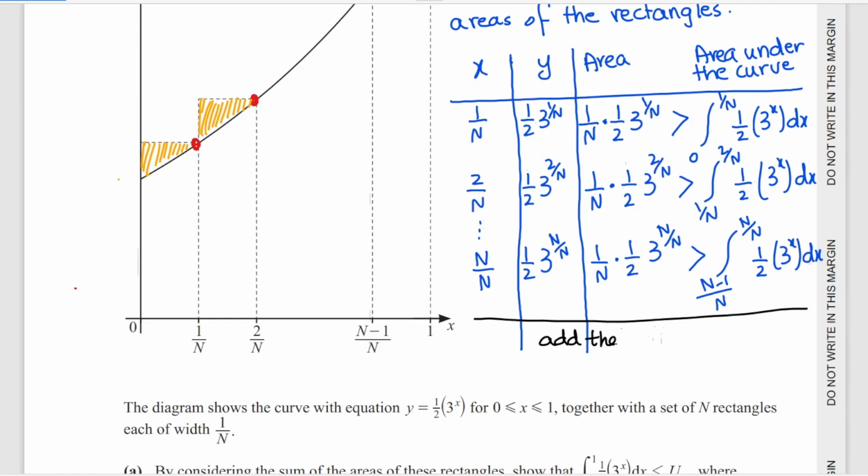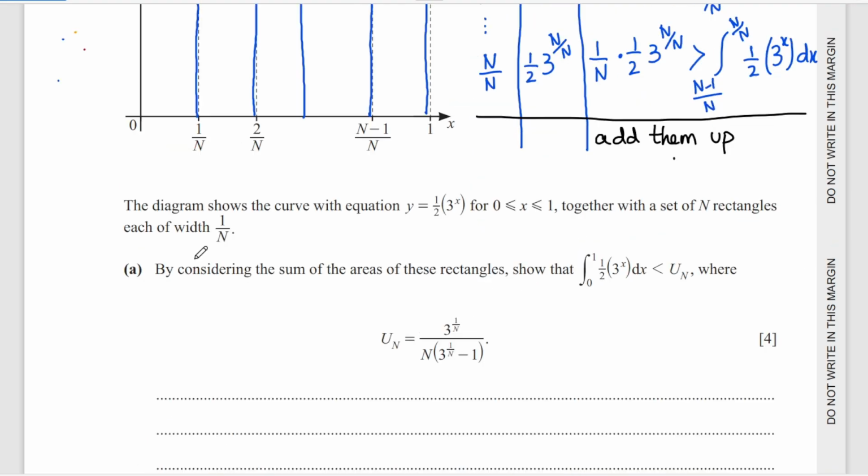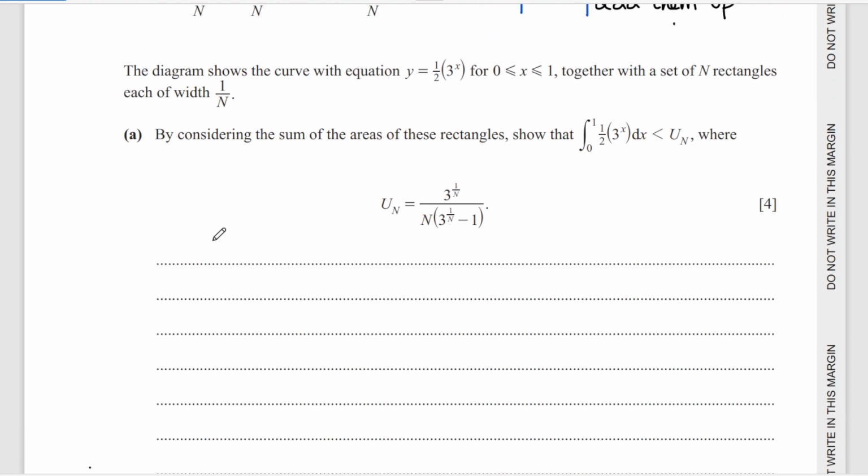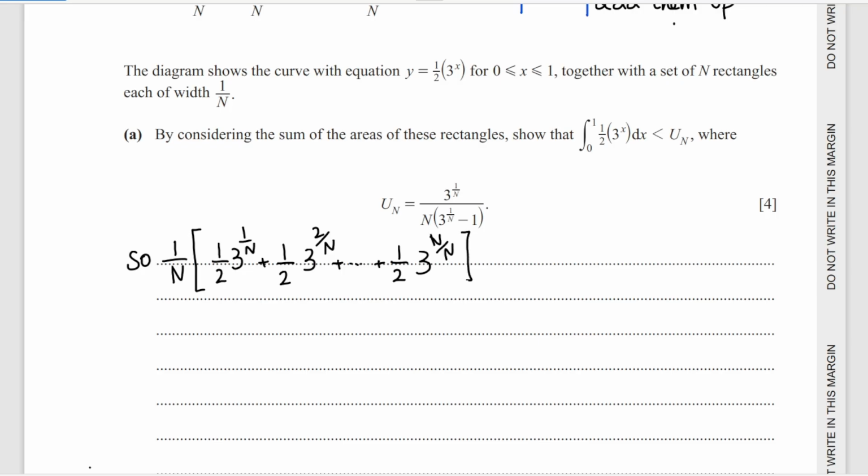Now we'll add them up. So we'll add the areas of the rectangles and compare with the area under the curve. I'm going to factor 1 over n out, and then 1 over n into half 3 to the power 1 over n plus half 3 to the power 2 over n, etc., into half times 3 to the power n over n. And this is greater than the area under the curve from 0 to 1.